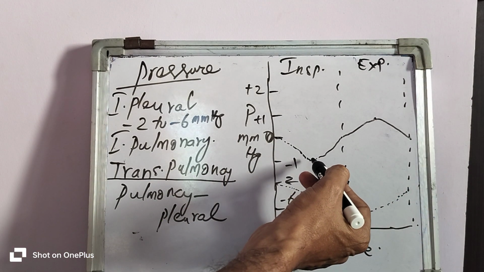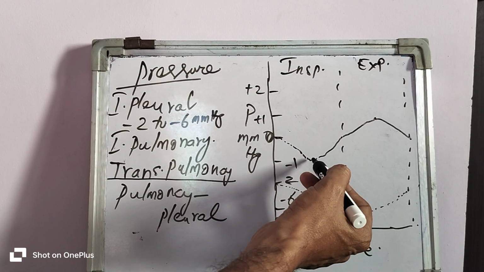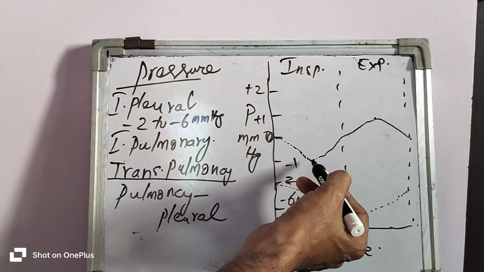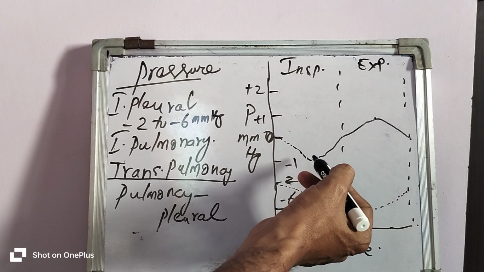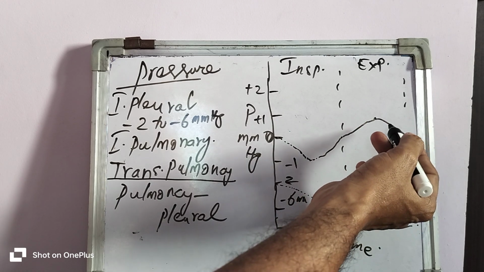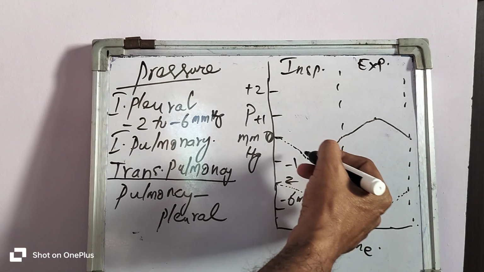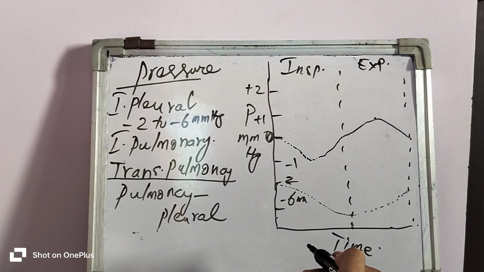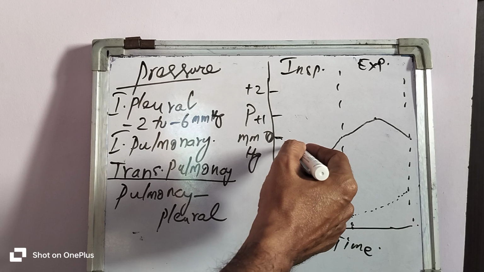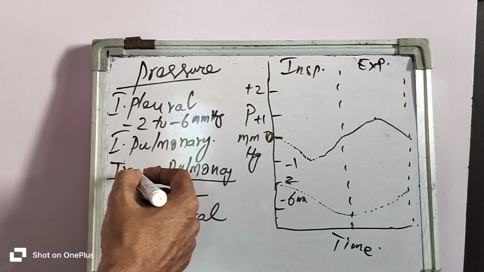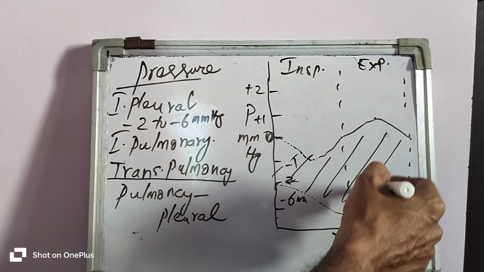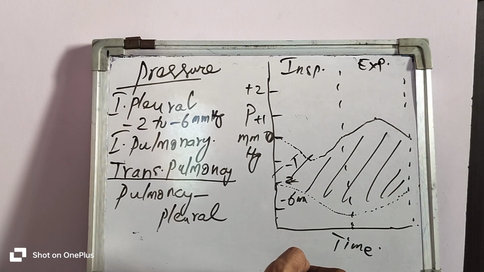In the middle of inspiration, since it is going negative, there is a fall, and this fall makes the air be pulled into the lung, and this +1 makes the air be pushed out of the lung. So this is the change in the intrapulmonary pressure, and this is the change in the intrapleural pressure. And how to represent the transpulmonary pressure graphically? It is the shaded area. So this area represents the transpulmonary pressure.